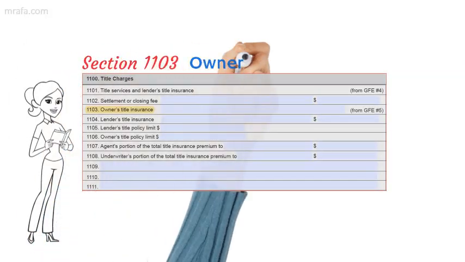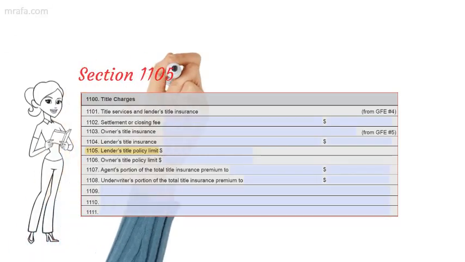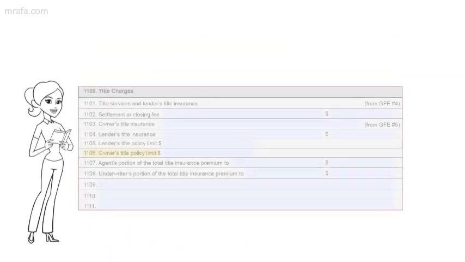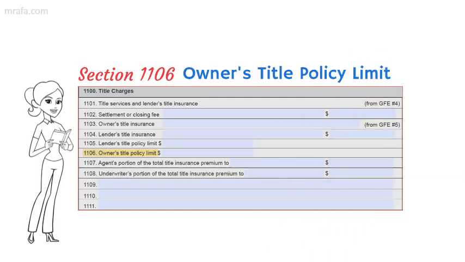1103 is the owner's title insurance. 1104 is the lender's title insurance. 1105 is the lender's title policy limit. 1106 is the owner's title policy limit. So these are just information, 1105 and 1106. 1103, which is the owner's title, and 1104 lender's title insurance. So the owner and the lender have their insurance to protect the property title.